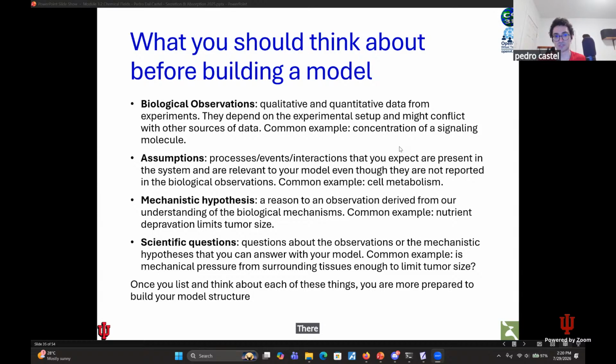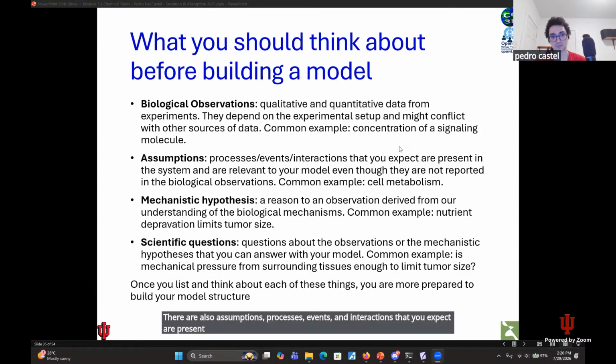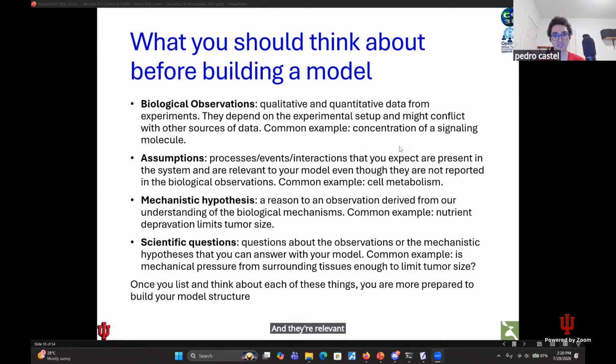There are also assumptions, processes, events, and interactions that you expect are present in the system and are relevant to your model even though they are not reported in the biological observations. For example, cell metabolism. If I'm watching a cell in the microscope, I am not seeing the citric acid cycle, but I might assume it is present. Okay, it's a very reasonable assumption if my cells are of a certain type, of a certain animal.